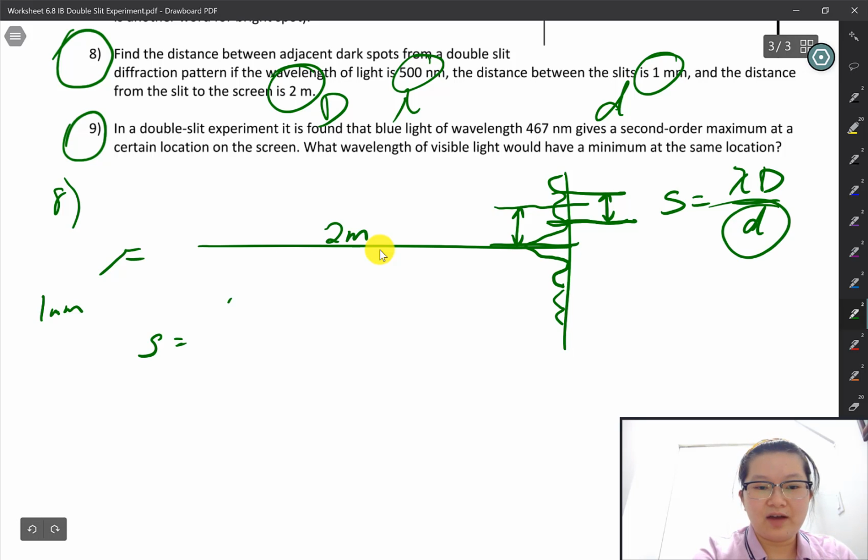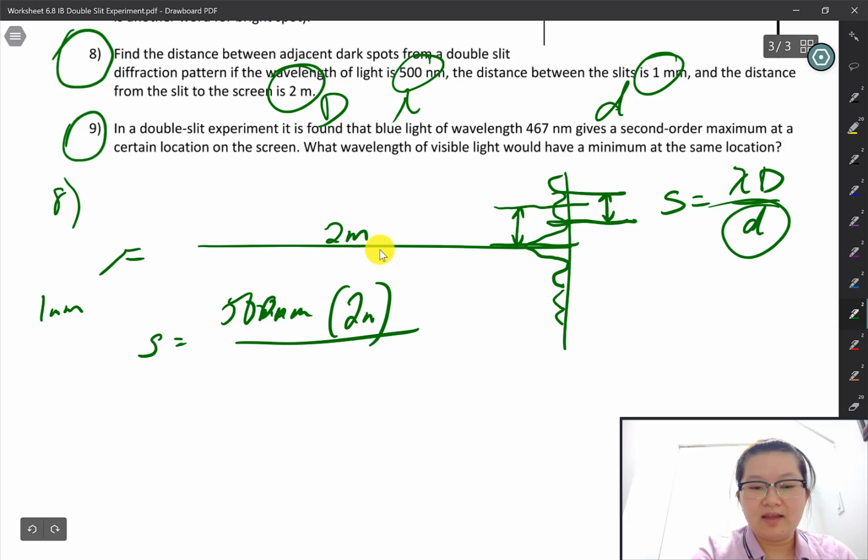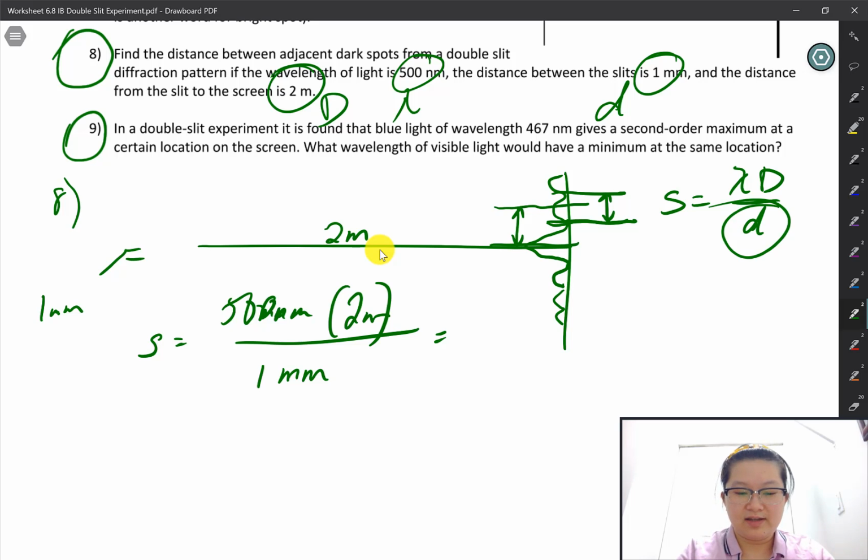So we'll get 500 nanometers over here, and then we're going to get the big distance, which is the 2 meters. And then on the bottom, we're going to have 1 millimeter. When you put this into your calculator, you just have to make sure you do the proper conversions. So for example, 500 nanometers, I'm going to type 500 times 10 to the power of -9, times 2, divided by 1 times 10 to the power of -3 for millimeters.